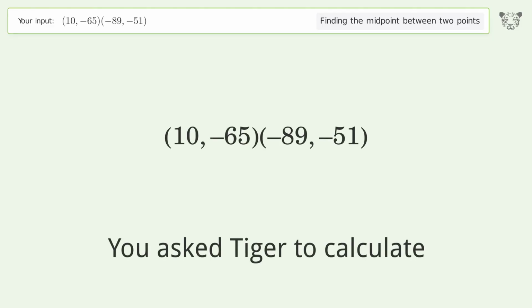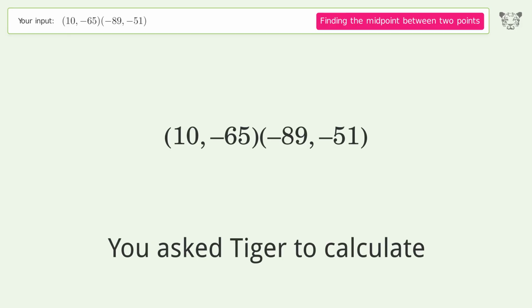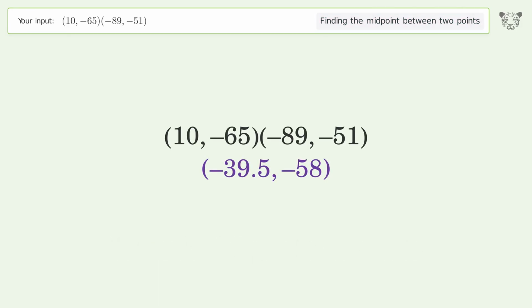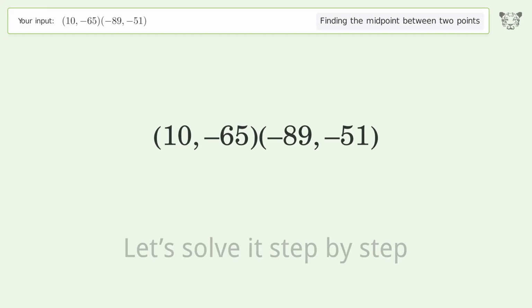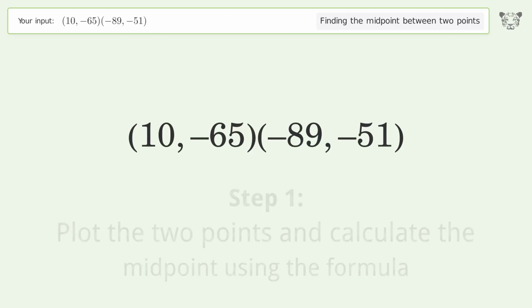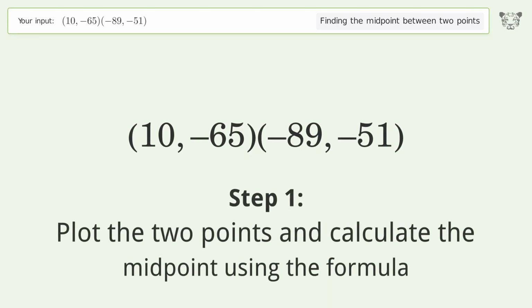You ask Tiger to calculate. This deals with finding the midpoint between 2 points. The midpoint between the 2 points is negative 39.5, negative 58. Let's solve it step by step. Plot the 2 points and calculate the midpoint using the formula.